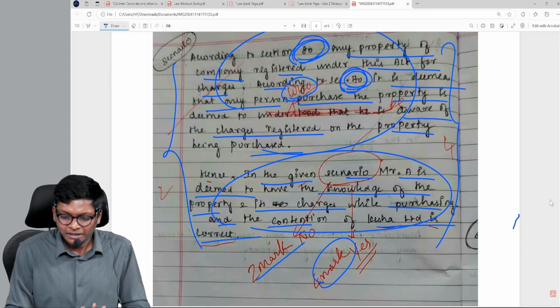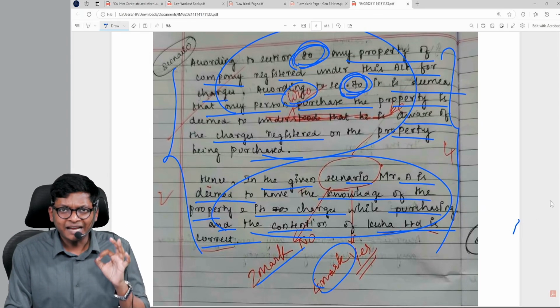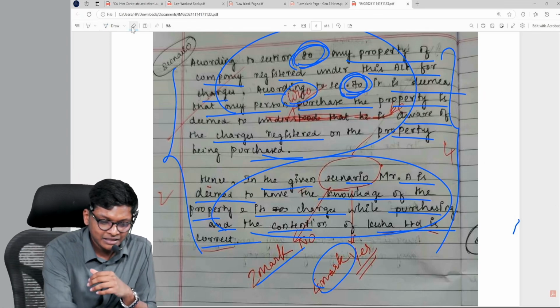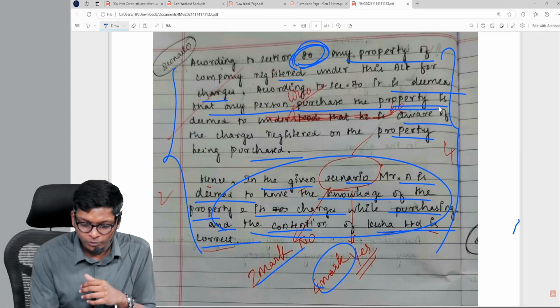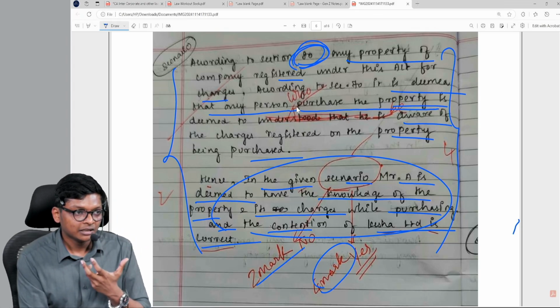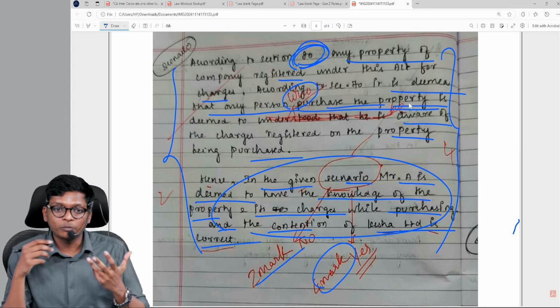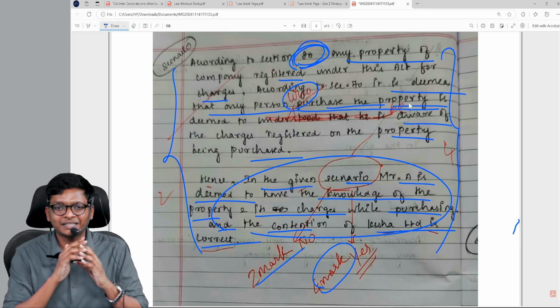Are you following, guys? Here we are only seeing silly mistakes. I have seen a lot of grammatical mistakes. Here itself, if you see, "any person purchase the property." Grammar is missing, correct? Any person who purchases the property. The word who, that grammar also is important, basic grammar.